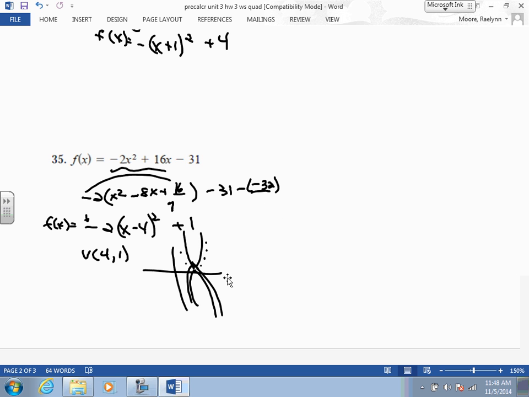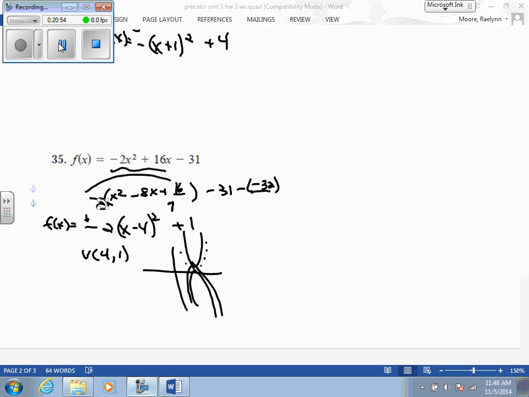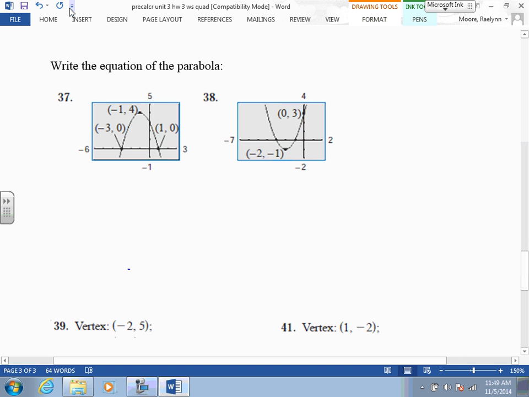I'm not sure why my board's not working. Let's start with these two, and then I'll give you the points for the bottom ones so you can work on the bottom ones tonight. Remember, you have a format to follow.